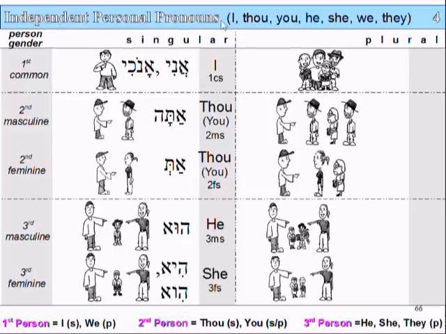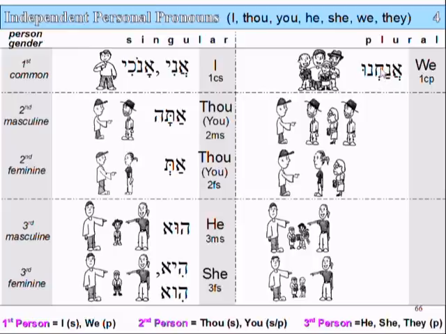So that is the first person, second person, and third person singular. And now we'll have a look at the words for the plural. So again, if I want to speak of myself, I say I in English, or ani, or anochi. And if I want to speak as a group of people, I say we. And in Hebrew, the word for we is anachnu, or sometimes anu.